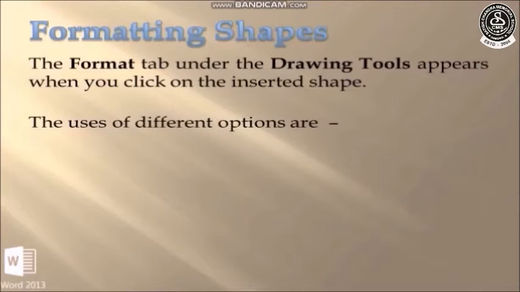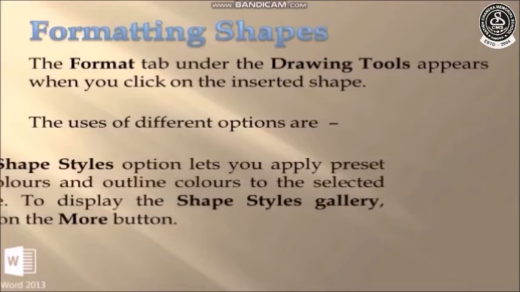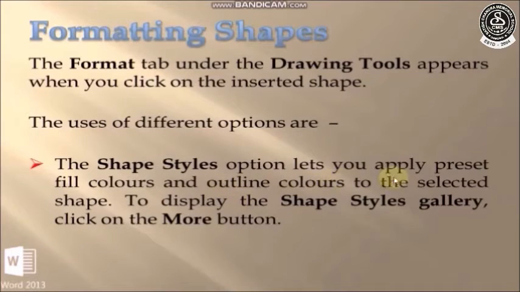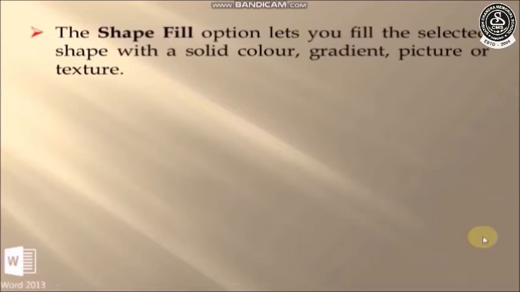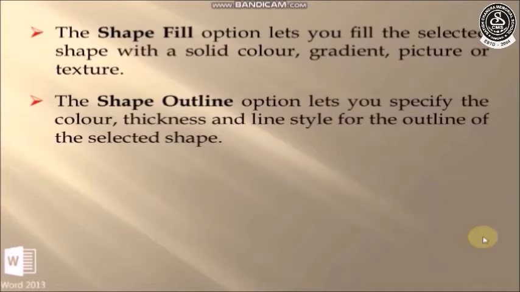The uses of different options are: Shape Styles option lets you apply preset fill colors and outline colors to the selected shape. To display the Shape Styles gallery, click on the More button. Shape Fill option lets you fill the selected shape with a solid color, gradient, picture or texture. The Shape Outline option lets you specify the color, thickness and line style for the outline of the selected shape.